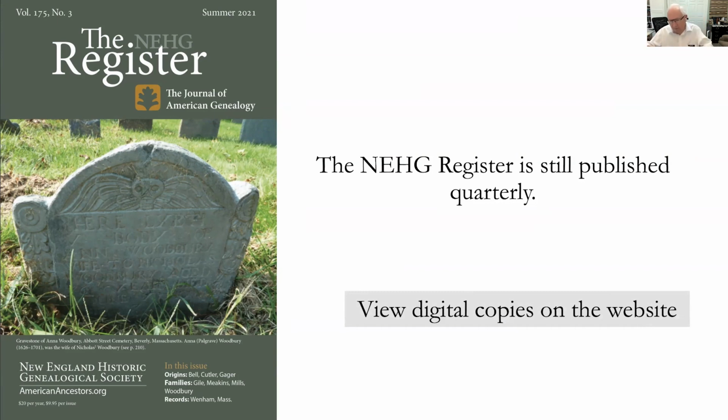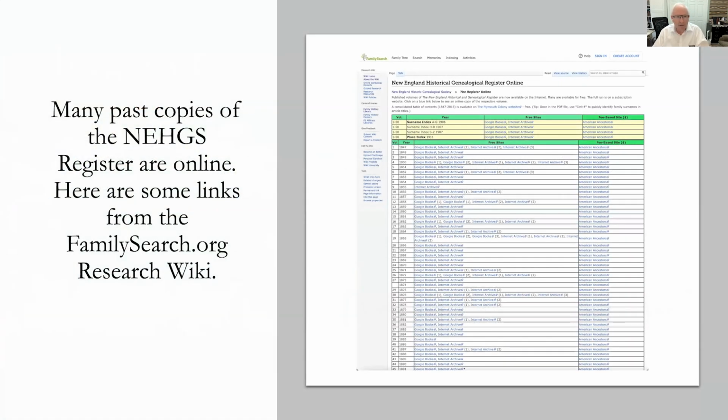So once you have the subscription, you're there with digital copies. You can go back through all of the earlier registers as they go back. And many of the copies are online, and they've now passed into the public domain, and they are listed. And here we have a list of New England Historical Genealogical Register that's contained in the FamilySearch.org research wiki.